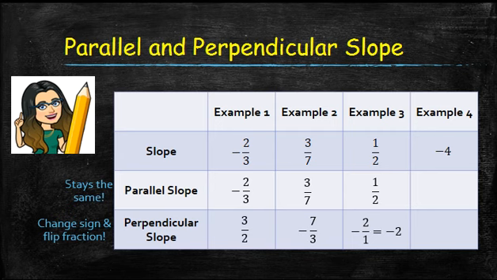So let's look at example 4. We have a negative 4, parallel slope, super easy, it stays the same. Perpendicular, change the sign and flip the fraction. Negative becomes positive. It's not a fraction, but negative 4 is the same thing as negative 4 over 1. So when I flip that, it becomes 1/4.